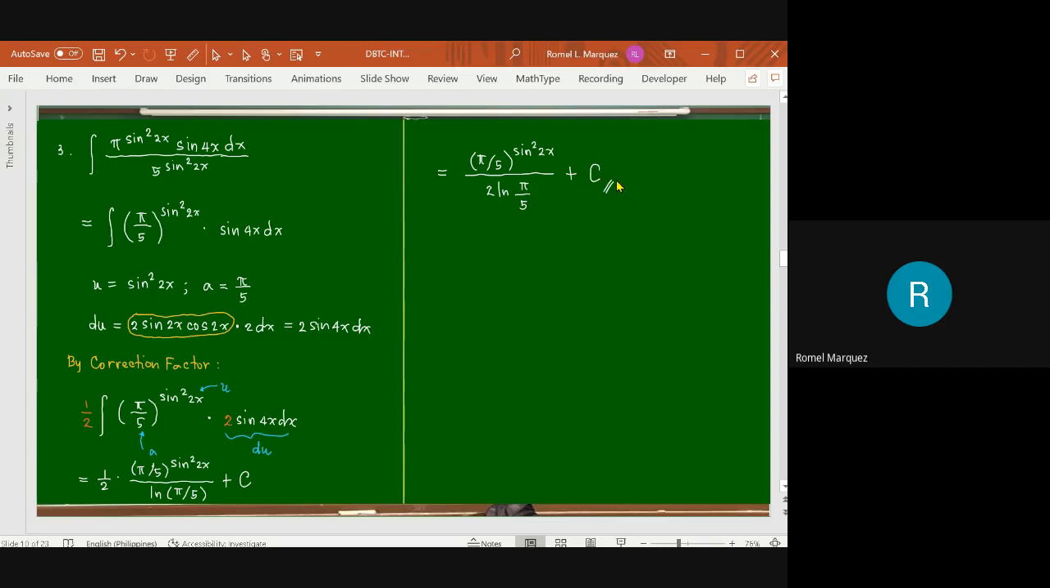Understood, guys? Do you have any question with that? So identity is very important, no? We use that in this case. Because if you don't know how to apply identity, you're not able to recognize that sine 4x dx is possible to be the du of sine squared 2x. All we have to do is, of course, to supply what is missing.